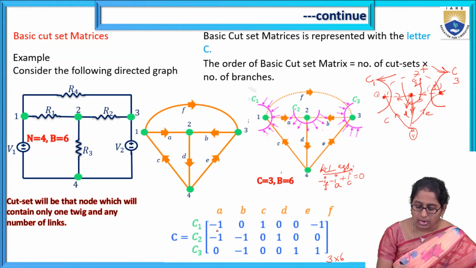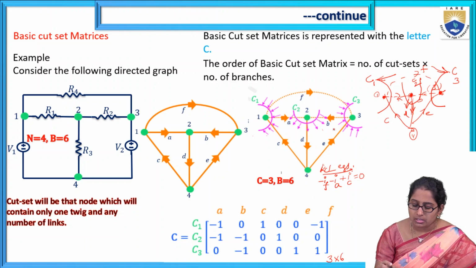Now put the values in the matrix. IA is minus IA, so minus 1. IB is 0, it is not there. IC is plus IC, so plus 1. ID and IE are also not there. IF is minus IF, so minus 1. So that is the first equation, the first row.